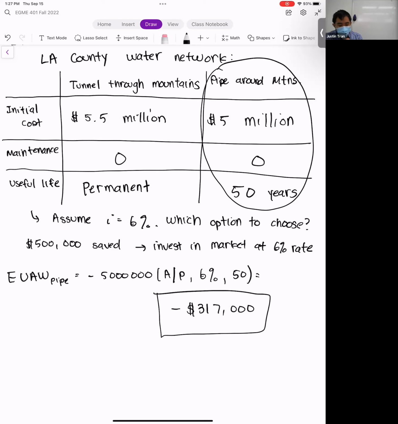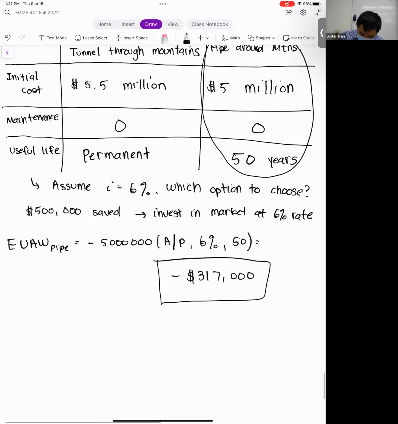And so the EUAW for the pipe is a minus $317,000. All right, so let's go for the tunnel now. And so for the tunnel, we can do the same thing. Okay, so we have a minus 5.5 million, and so that's 5500000.